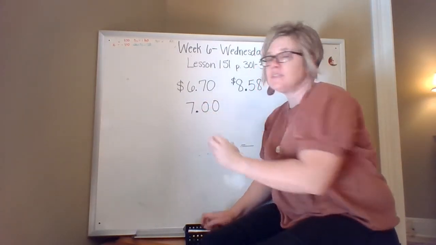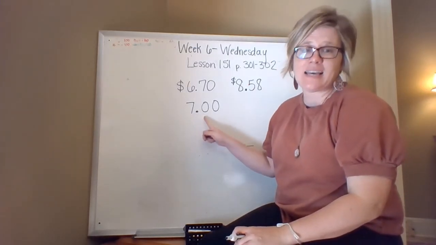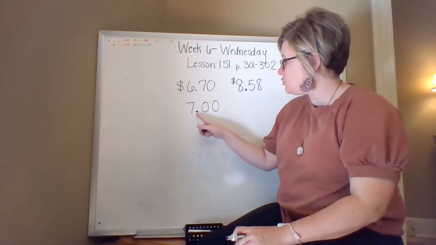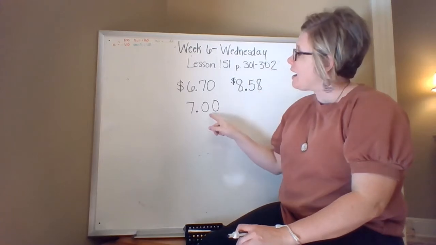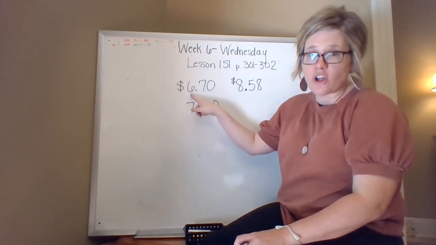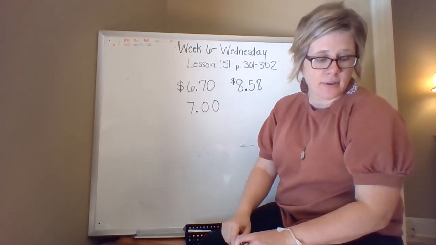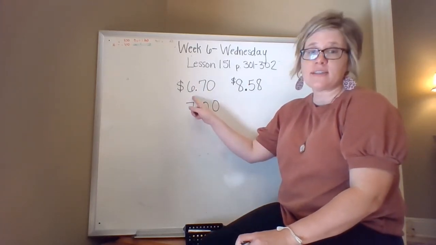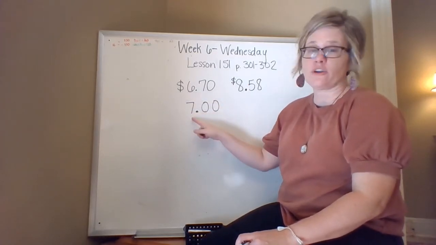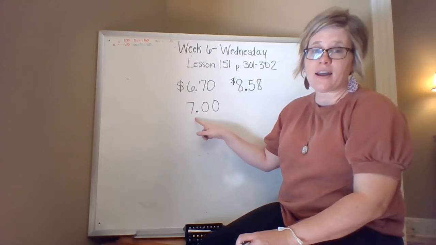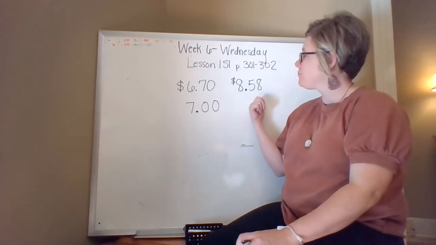Boys and girls, when I round something to the nearest dollar, I'm not going to have any cents. It's always going to be 0, 0 right here when I round to the nearest dollar. I have to decide if it's closer to $6 or if it's closer to $7, okay? So $6.70 is closer to $7, so this rounded to the nearest dollar would be $7. How do I know it's rounded to the nearest dollar? It doesn't have any cents, okay?